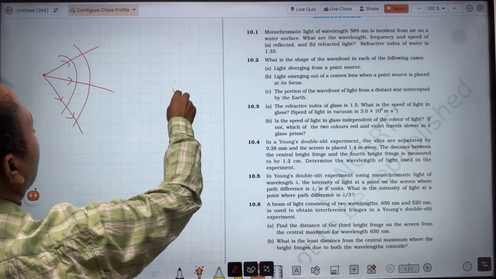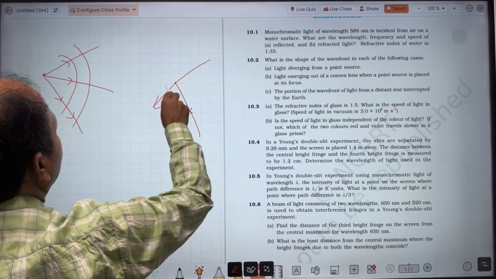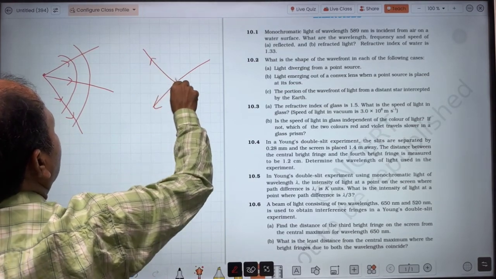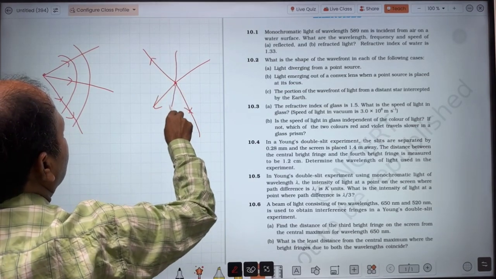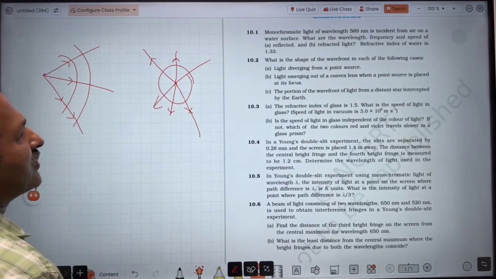If you take a point source here, you can draw rays in all directions, and then you can find the locus at any instant, so it will be a circle. So that thing we are talking about.